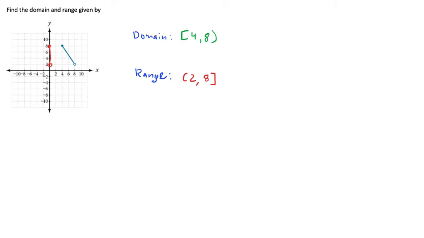So our domain represents all x values that are represented on the graph. And then the range represents all y values that are represented on the graph. So best thing to do is just sweep your pen or pencil left to right for the domain. And then for the range, you want to sweep bottom to top.